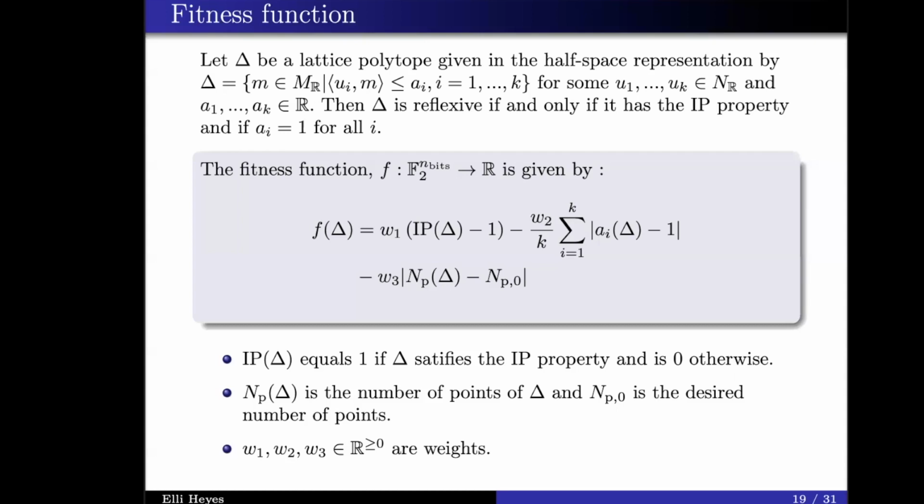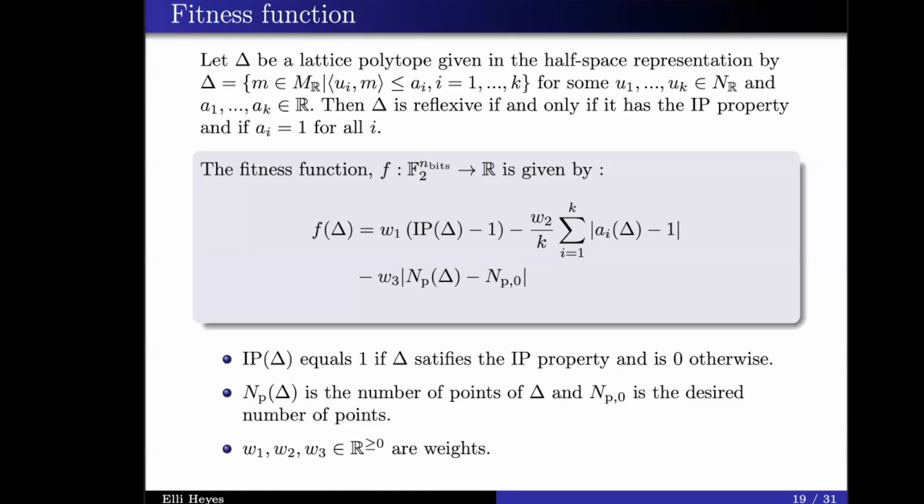So ignore the last term for now, just considering the first two terms. IP of delta is 1 if delta satisfies the IP property and 0 otherwise. So if delta is reflexive, the first term is going to vanish. Then in our second term, we have a sum of the distances from the origin of the hyperplanes from 1. Again, if delta is reflexive, all of the a_i are going to be 1, so that second term is also going to vanish. This means the fitness score of a reflexive polytope is 0. And if delta isn't reflexive, you get some negative fitness score.